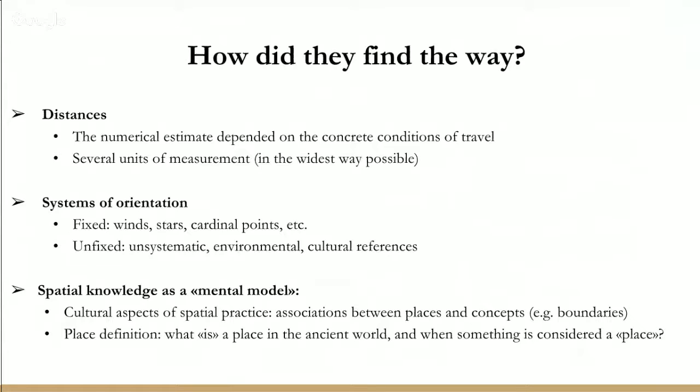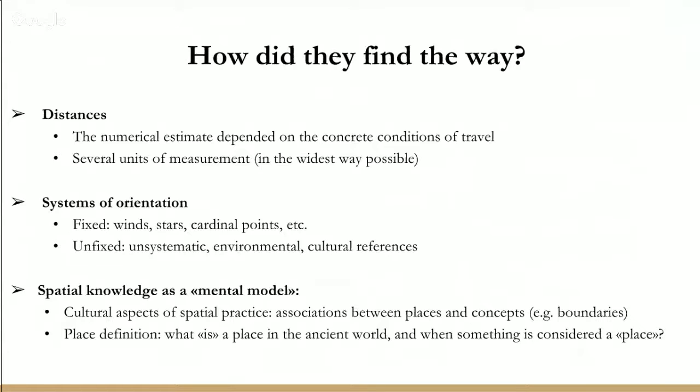We have essentially two different types of systems of orientation. One is fixed in the sense that it uses reference points that are pretty much conventional. So you can use winds, you can use compass points, you can use stars, and so on. And one that is unfixed, so that it is based on cultural references or environmental factors. And so it is obviously unsystematic and typical of some societies.